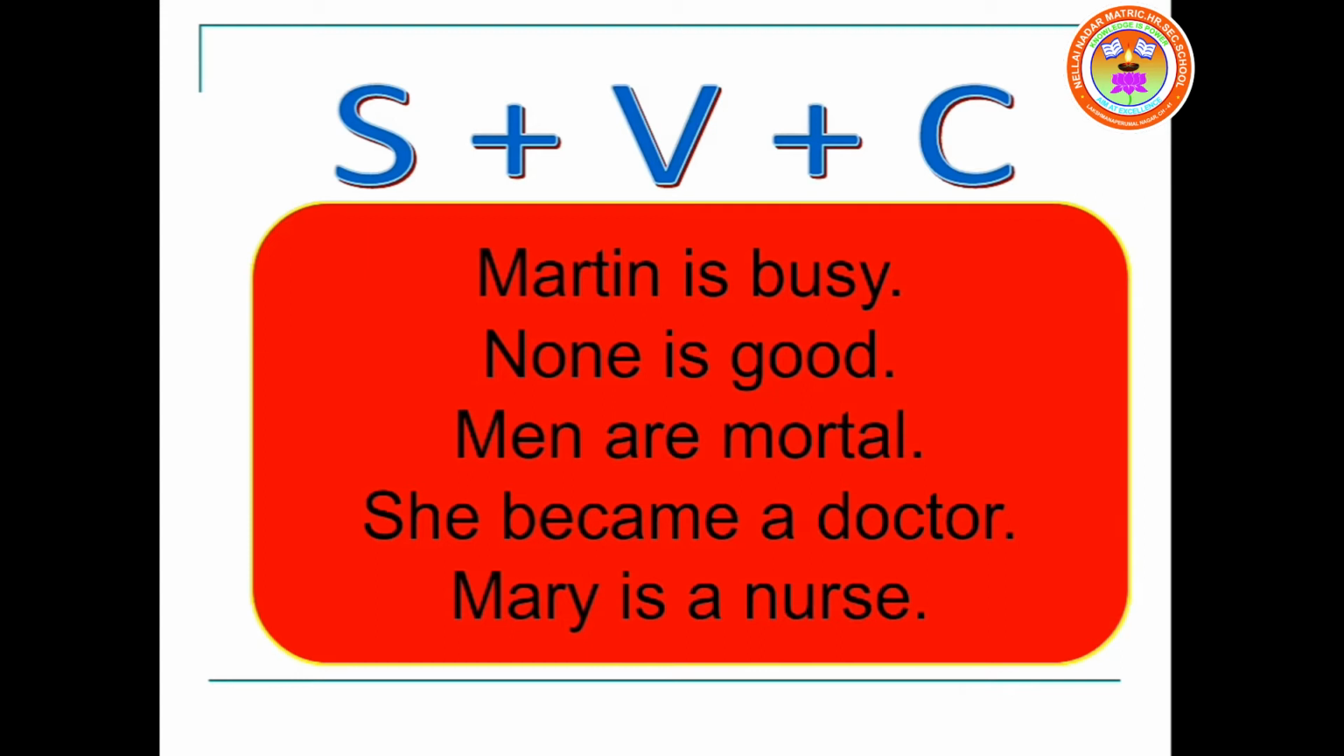Next pattern, subject, verb, complement. Examples: Martin is busy. None was good. Men are mortal. She became a doctor. Mary is a nurse.